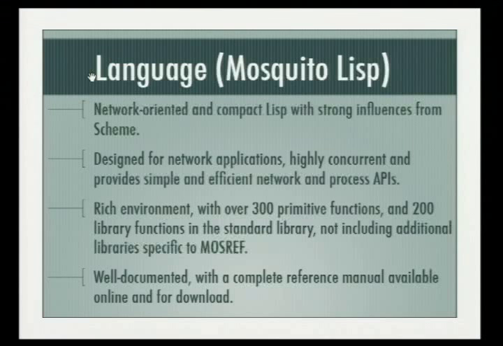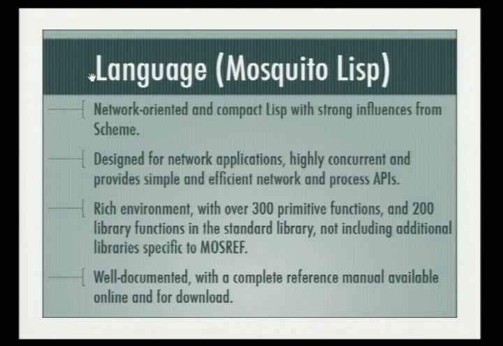Now, Mosquito Lisp, the language, is a network-oriented and compact Lisp with strong influences from Scheme. It's designed for network applications. It's highly concurrent and provides simple and efficient network and process APIs. Over the last year, we have implemented our library functions. We have over 300 primitive functions or 200 library functions in the standard library, not including additional libraries specific to MOSWIP.